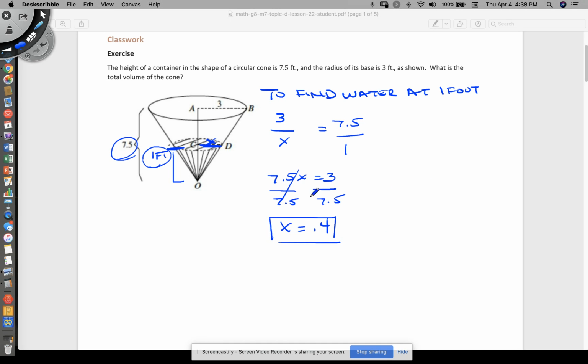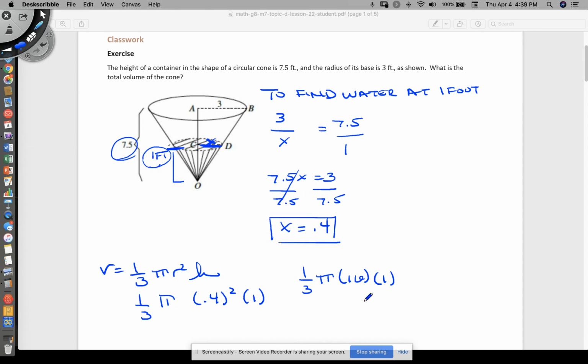So I'm going to take my volume formula. Volume equals 1/3 pi r squared h. I'm going to say 1/3 pi times 0.4 squared times 1. So that's going to give me 1/3 pi times 0.16 times 1, which is basically 0.16. So that's 0.16 over 3 times pi. When I multiply that out by pi, I'm going to get 0.167.